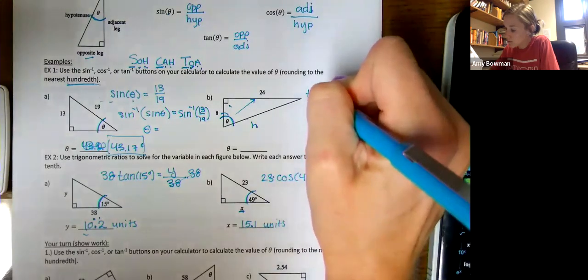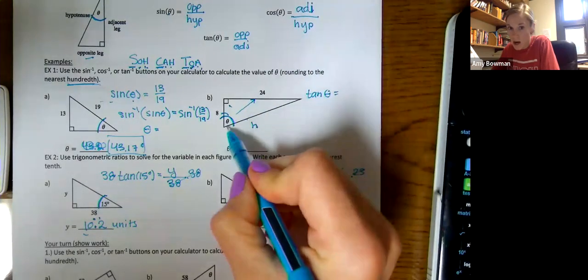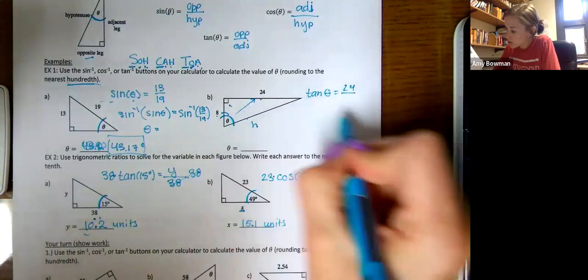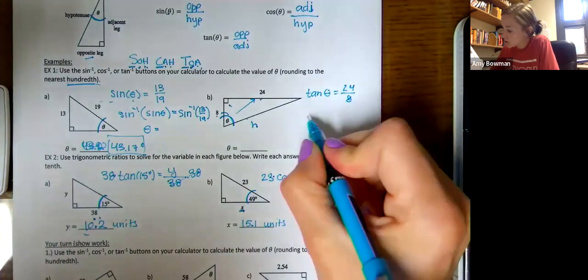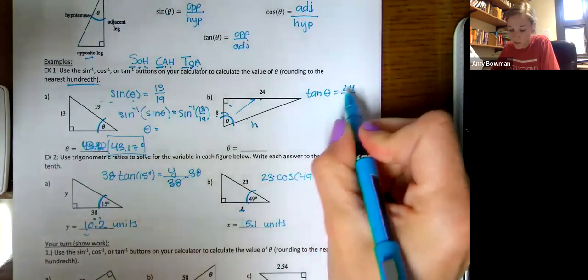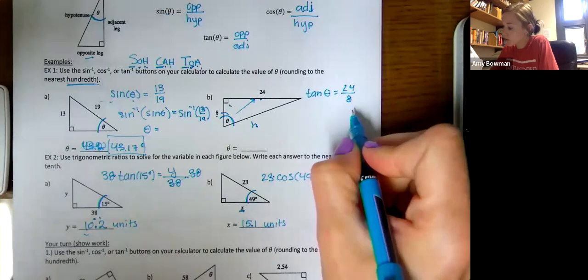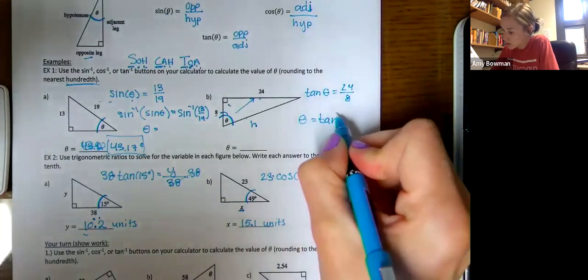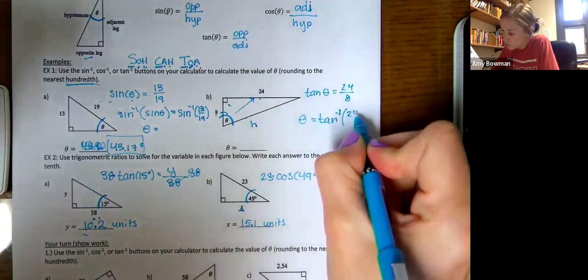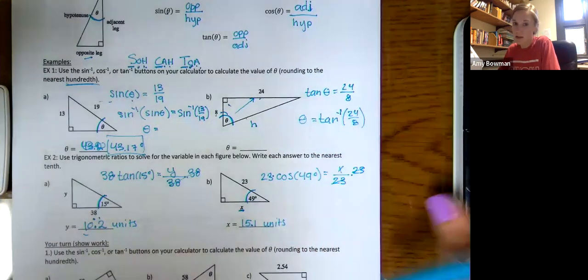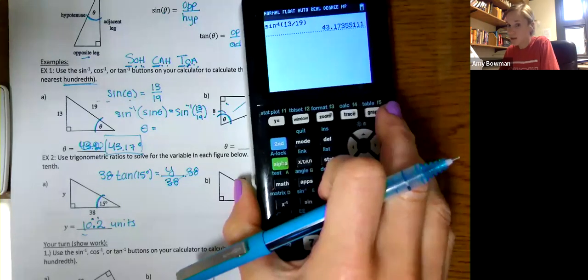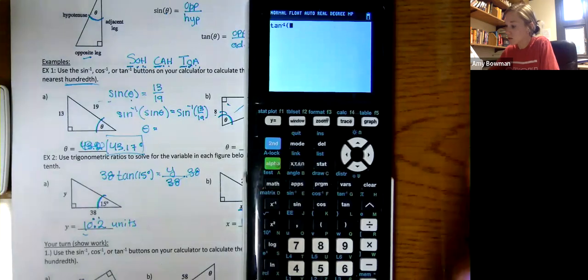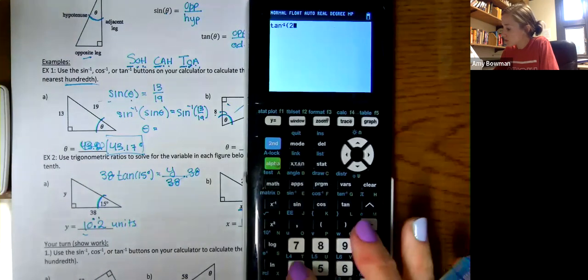I know that the tangent of theta is opposite, 24, divided by adjacent, 8. So the tangent of theta is 24/8, but I want to know what theta is. So I need to do inverse tangent of 24 over 8. And that again is just second tangent on your calculator. So you hit the second tangent keys, and then you'll see the inverse tangent right there and type in 24/8.